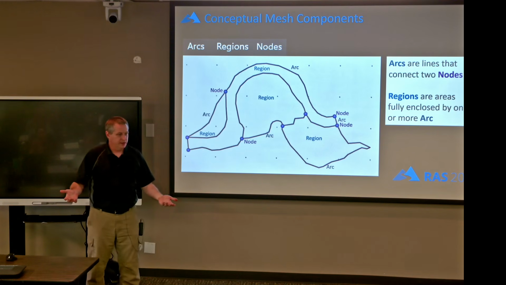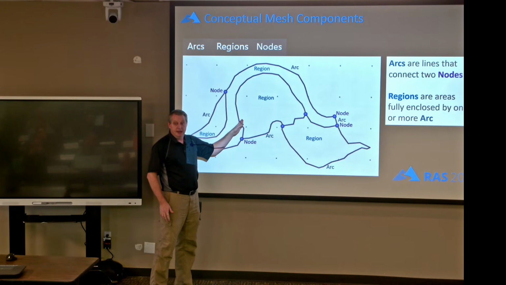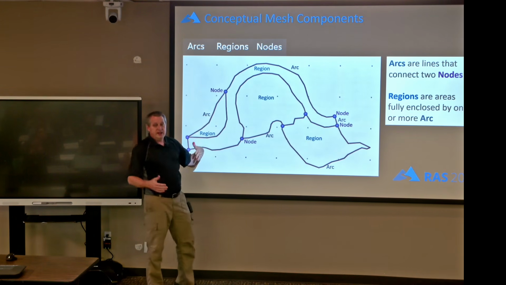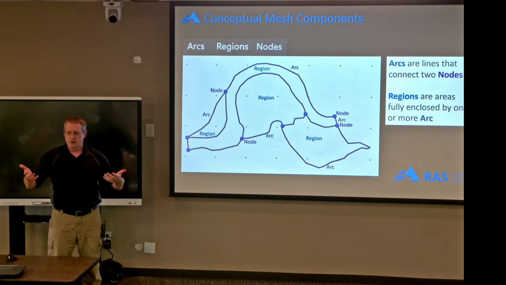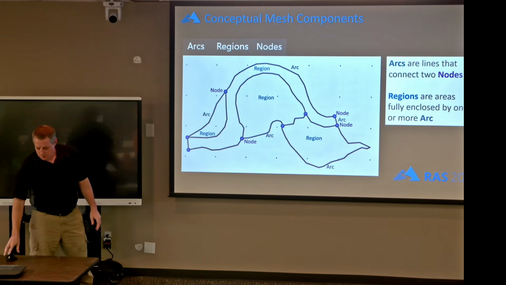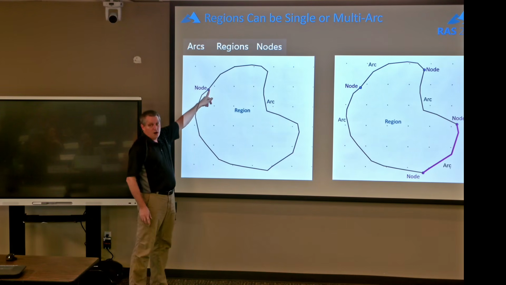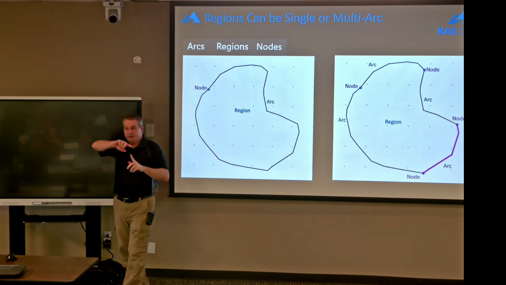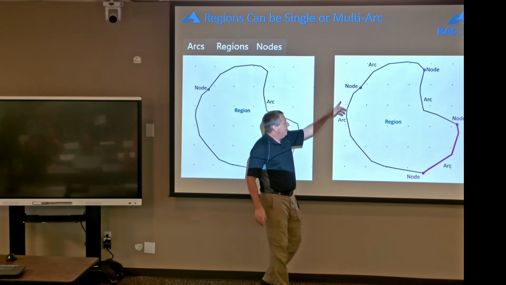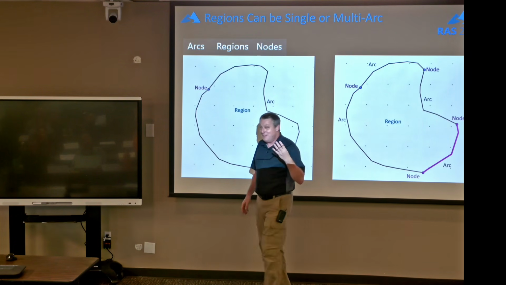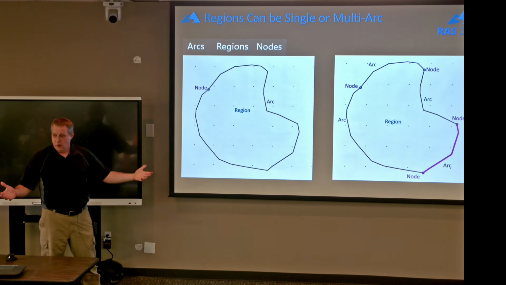Your arc becomes your break line. And so your arc is your perimeter and your break line. Your node is where they intersect, and then your region is essentially your area, or what's inside your perimeter, which means that your region can be a single arc with one node. It can be kind of self-enclosing, or it could be several arcs, preferably four, for reasons that will become apparent, that are connected with nodes.